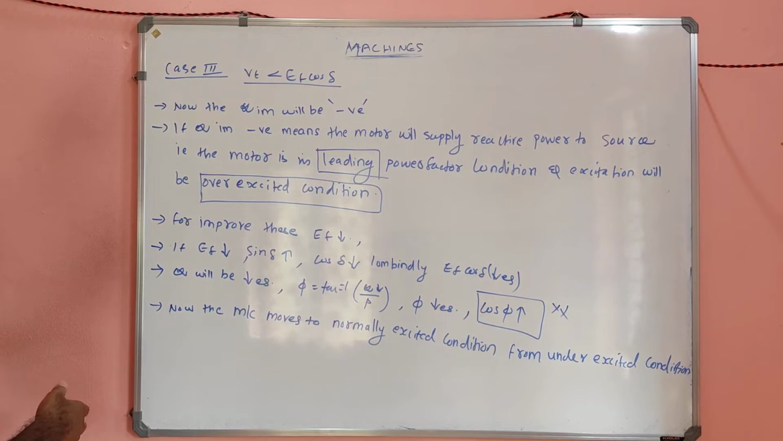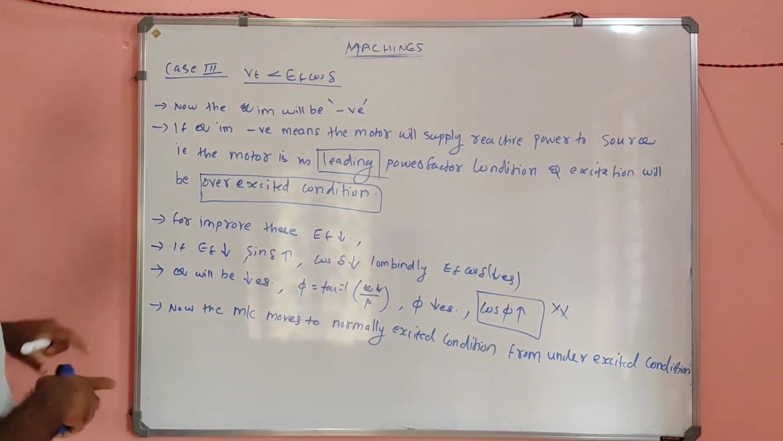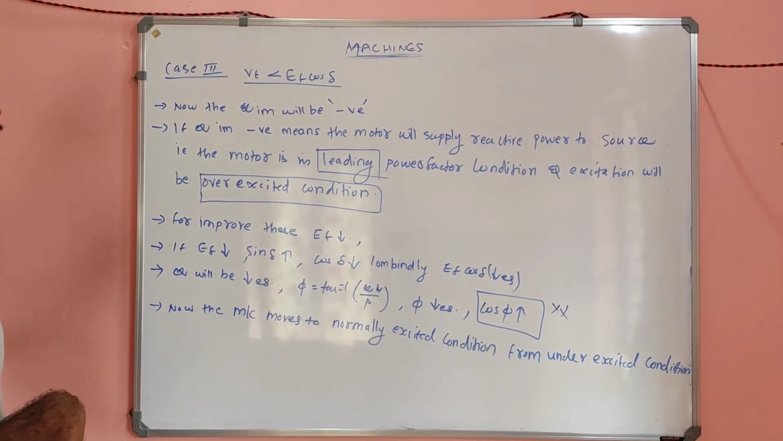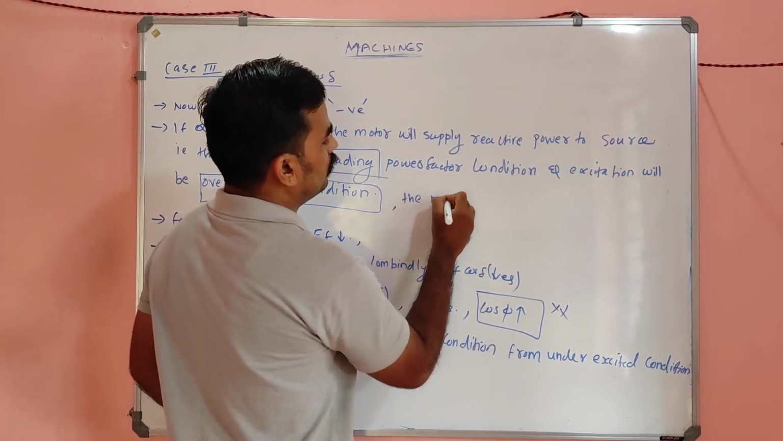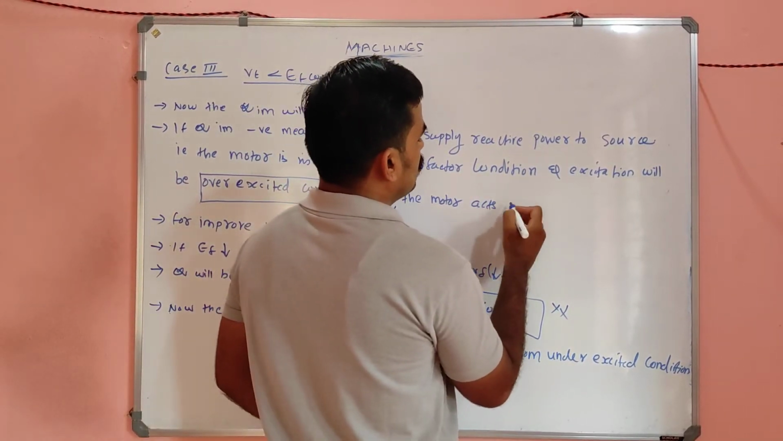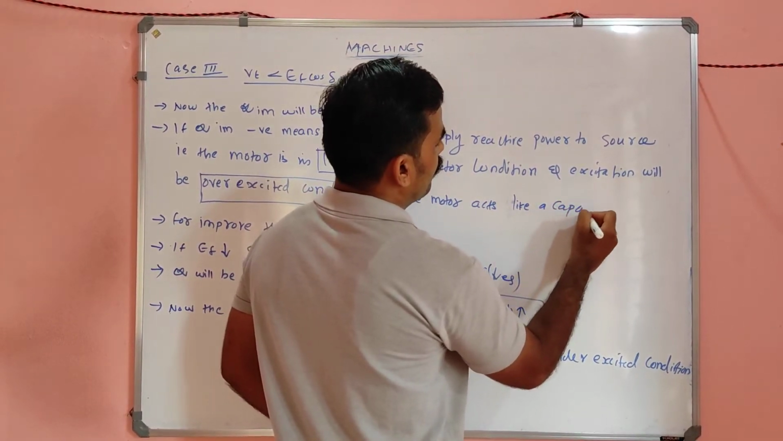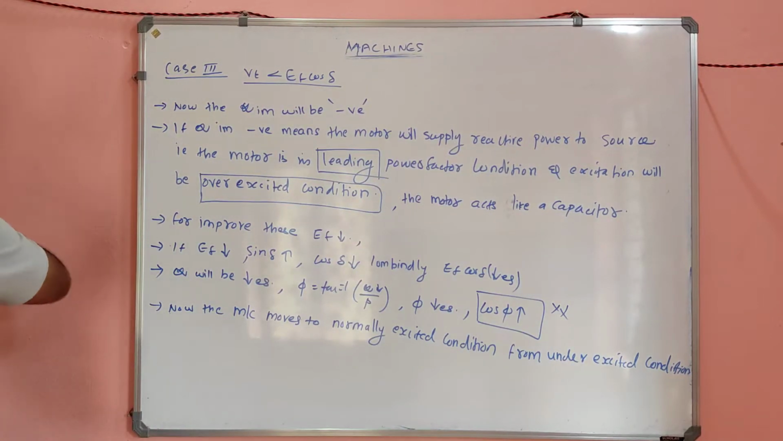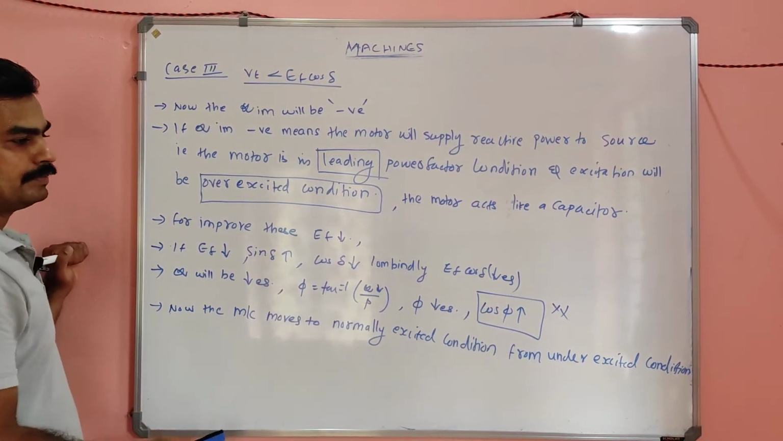So that's all, my dear. Everything you covered, right? So in the over excited condition, the motor acts like a capacitor. Leading power factor means the motor acts like a capacitor. That's all. Okay? Is it clear?